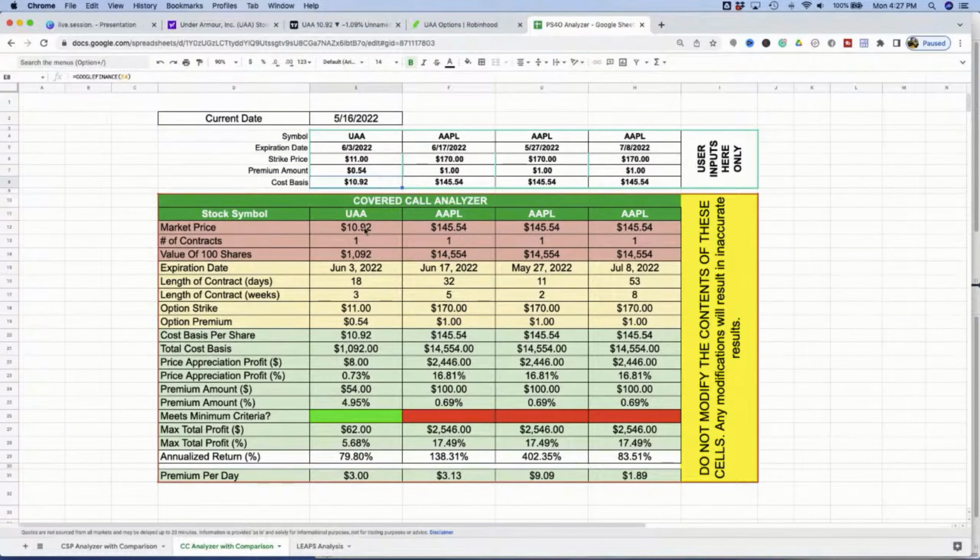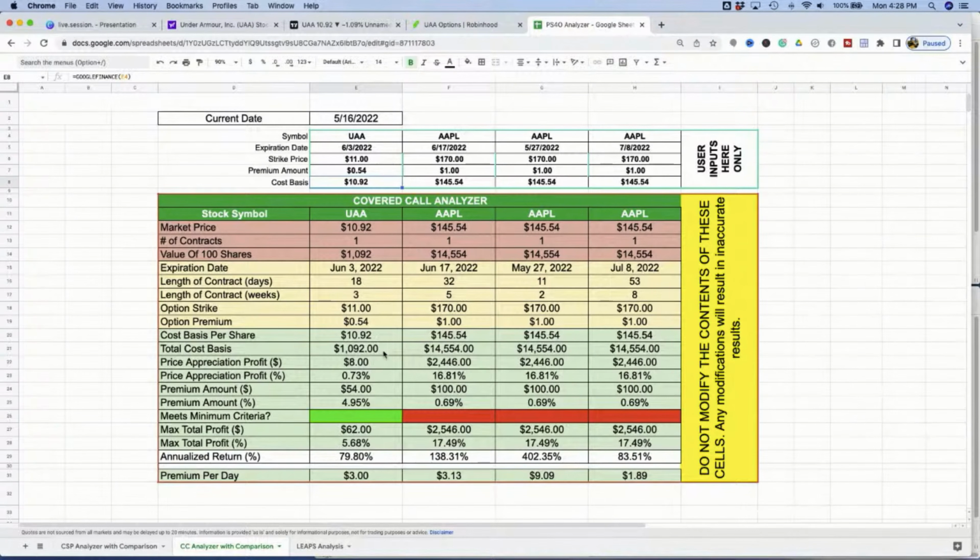And so if we take a look at my analyzer, we can see that with the June 3rd expiration date, that's 18 days away. And so this option contract is roughly 3 weeks in length. It's just short of it, right? So a full 3 weeks would be 21 days. But we're going to round up and say this 18 days represents 3 weeks. Now I've got an $11 strike price that I'm using, and my cost basis is $10.92. So that's my break even, if you will.